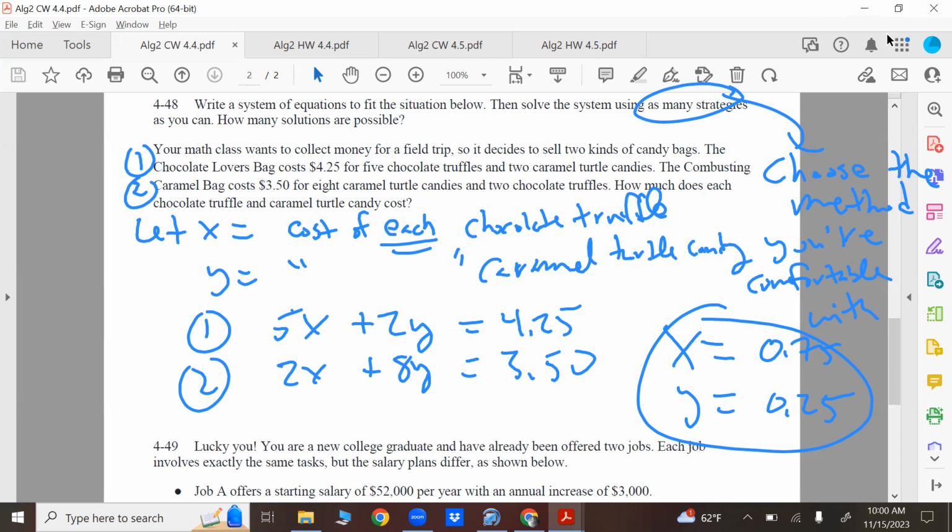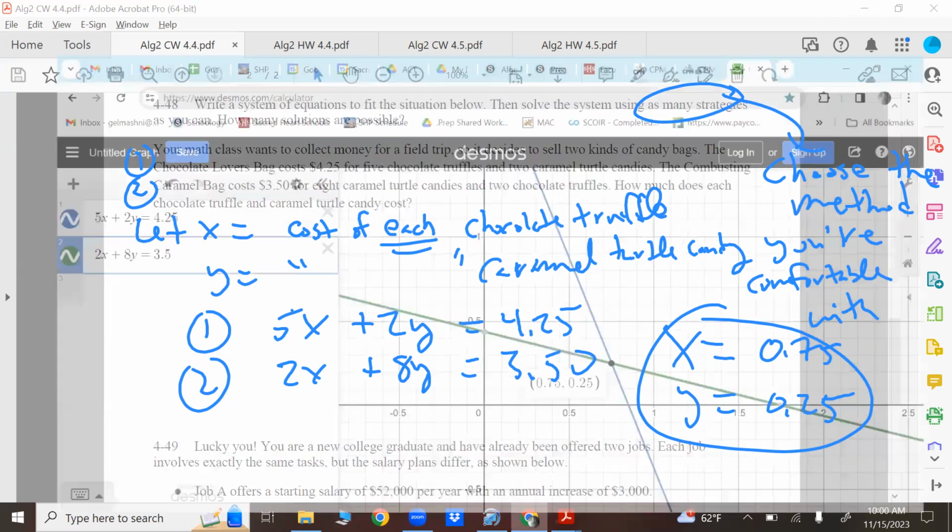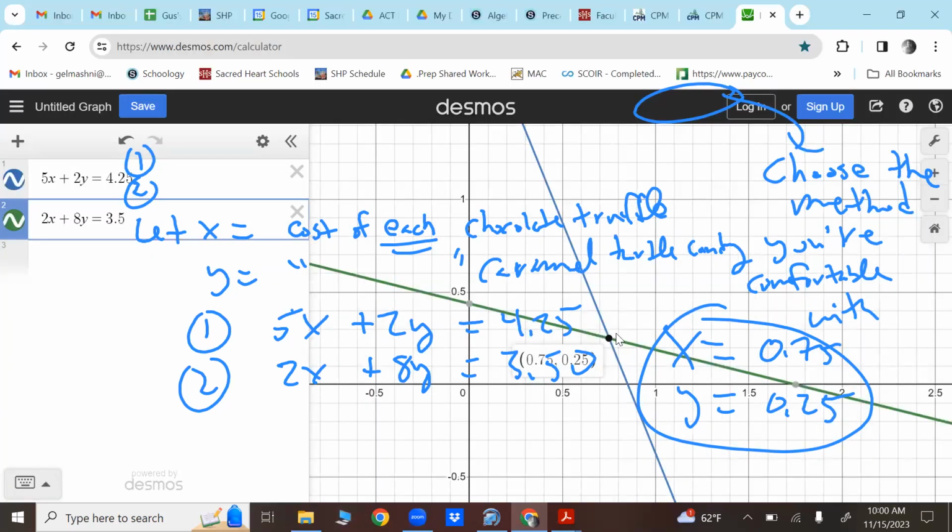I cheated and I went to Desmos, or I took the easy way out. I graphed it. You can see they touch right there. I put in each equation. The nice thing about Desmos, you don't have to isolate Y. You just type the equation any way it looks, and it just does it. So Desmos is really awesome that way. And yeah, you find the point of intersection, right?